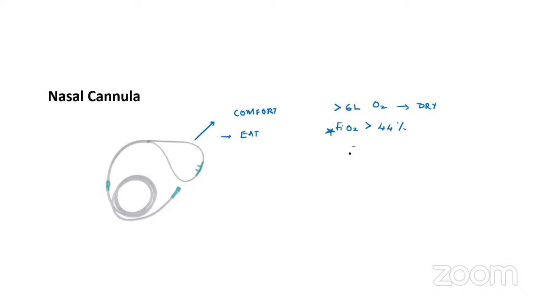Please note, the maximum FiO2 that a nasal cannula can provide is 0.44 at a flow of 6 liters per minute of oxygen. So this is a very common question. Please remember this. Now, the minimum flow which you should keep is 2 liters. That is also an important question.